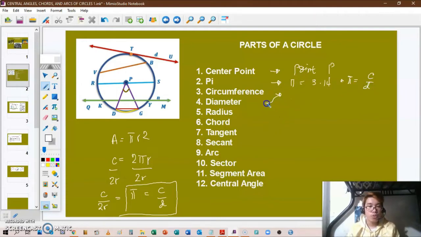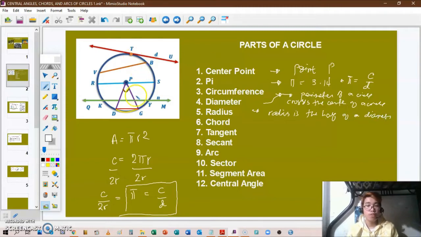And the diameter, of course, is the longest line that we can form in a circle, and it always crosses the center of a circle. The circumference is kind of like the perimeter, which we have discussed in previous topics. The radius is half the diameter, and it can only be found in the center.